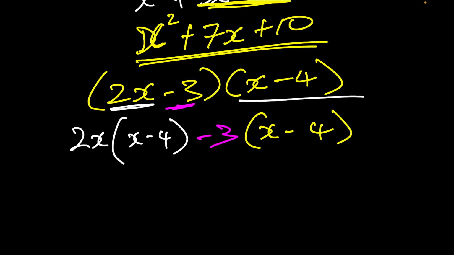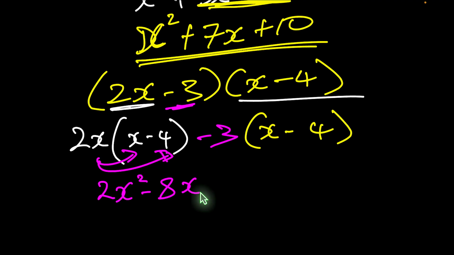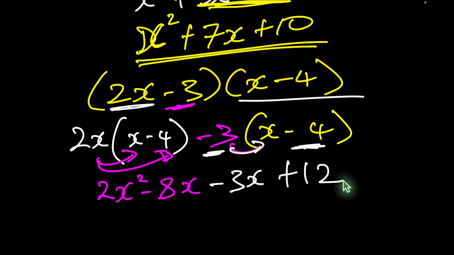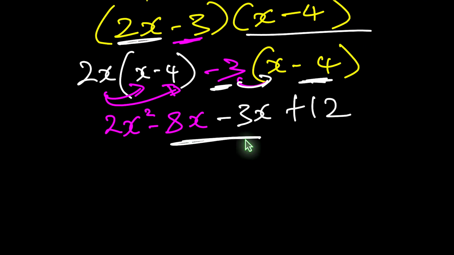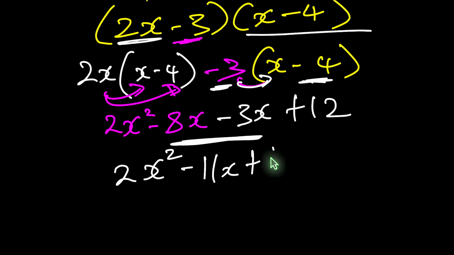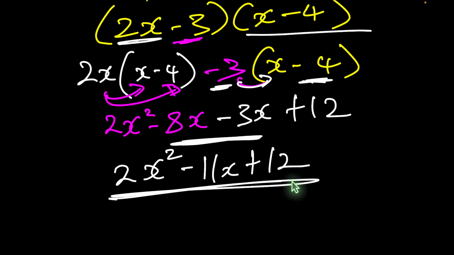So let's do 2x times x. That's going to be 2x squared. 2x times negative 4, that's negative 8x. Let's go to the 3 now. So negative 3 multiplied by x right there, that's just negative 3x. And negative 3 times negative 4, that's a positive 12. And just like before, we have this bit in the middle to simplify. So we end up with 2x squared minus 11x and plus 12. And that's done. Pretty straightforward.